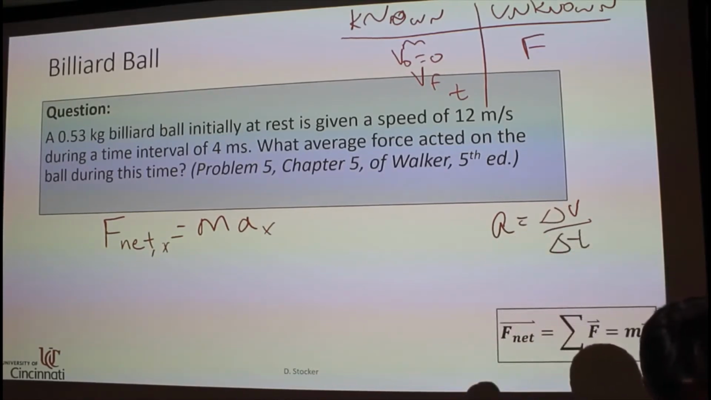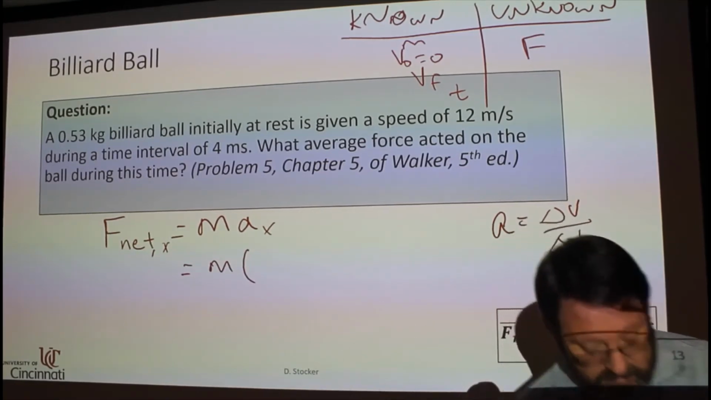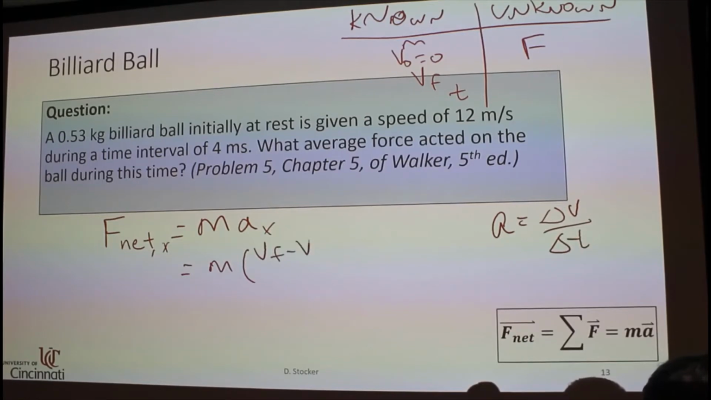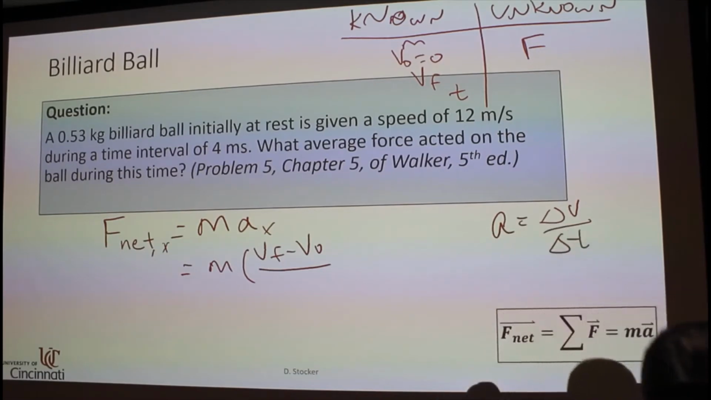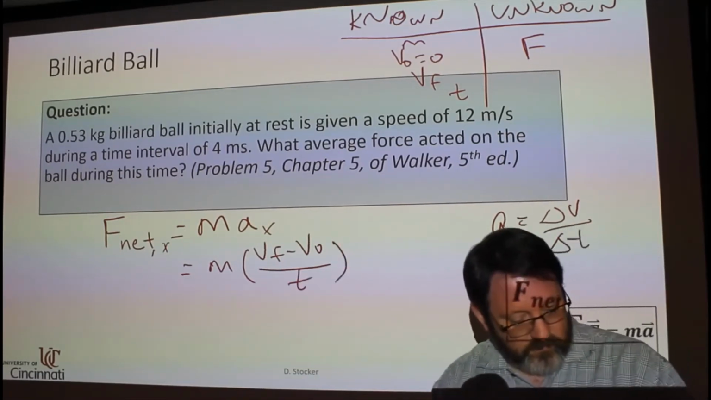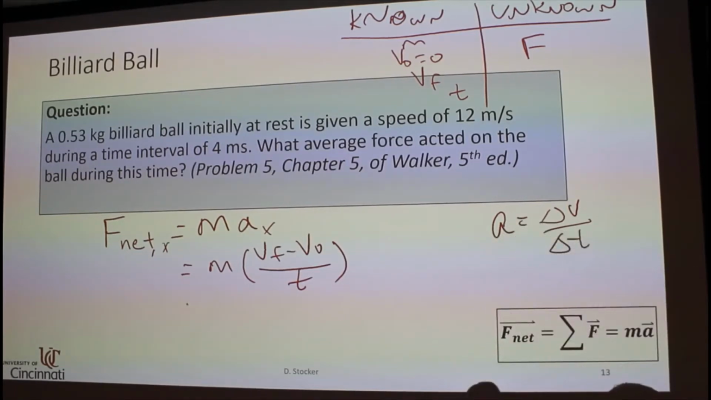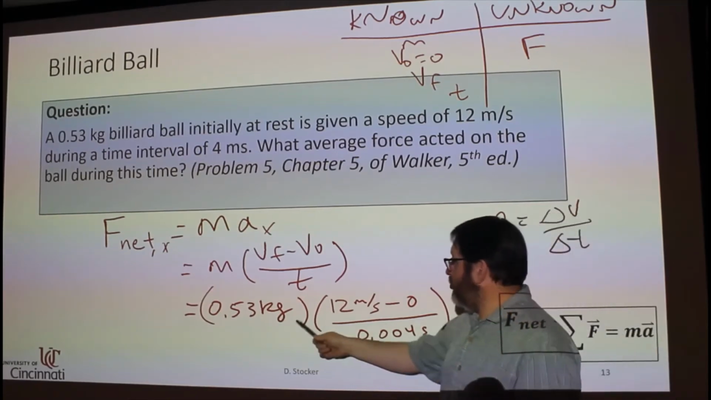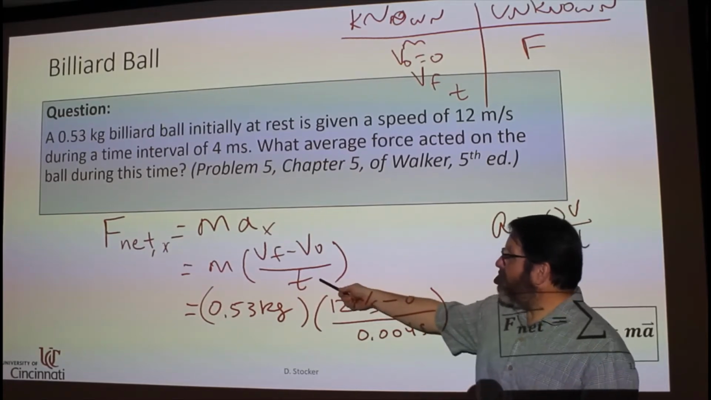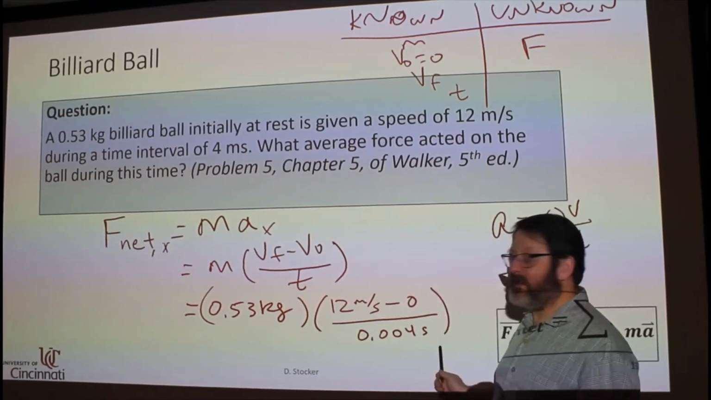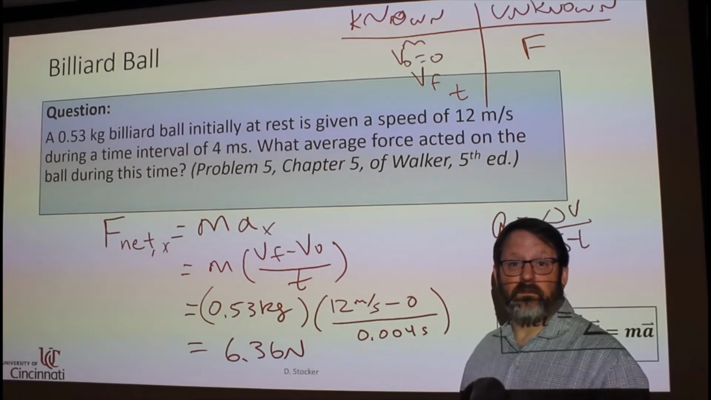So F net is now mass times, for acceleration, change in velocity, which is final minus initial, over change in time, which just means the total time. So m times v final minus v naught over t. Now I can solve it. I've used v final as 12 and v initial as 0 meters per second. The time is given in milliseconds, so I converted it to seconds. So the answer comes to 6.36 newtons.